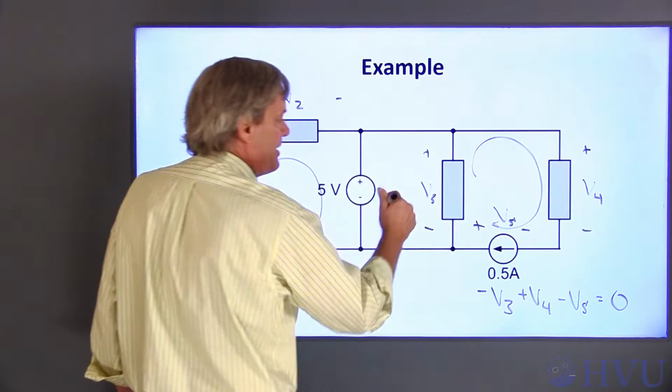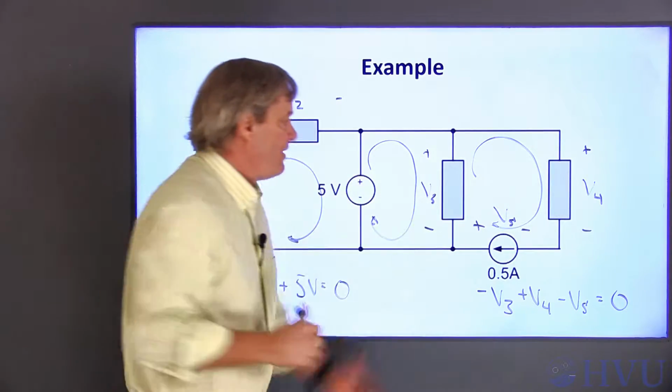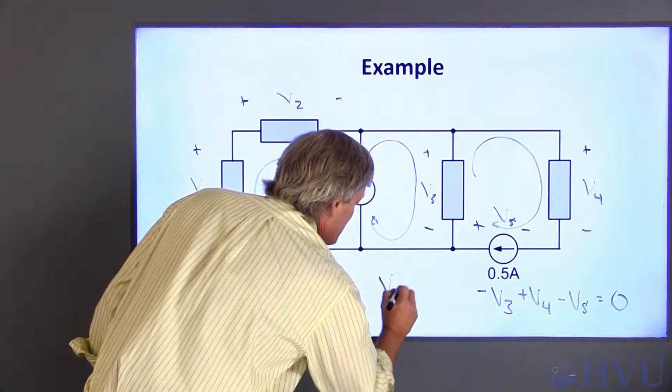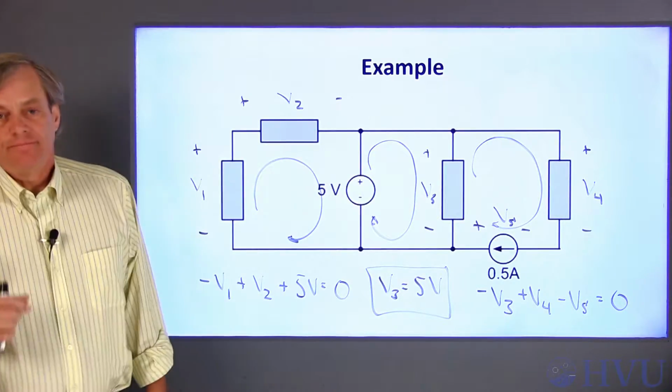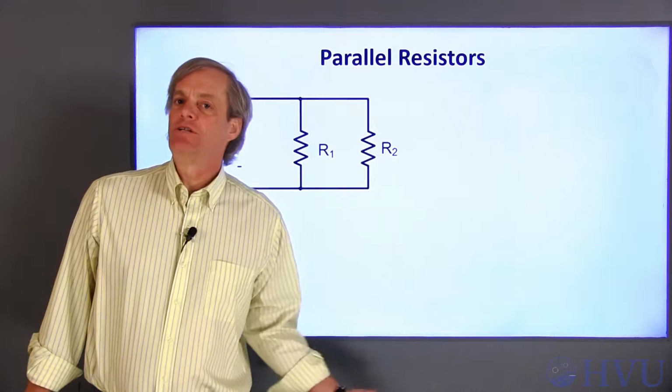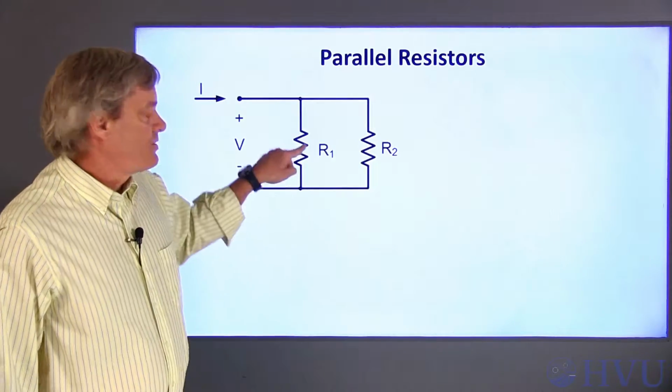The only two that are in parallel are these two. If I loop here, I only encounter two elements, and V3 is equal to 5 volts all the time. Now let's specifically look at parallel combinations of resistors. These two resistors are in parallel.